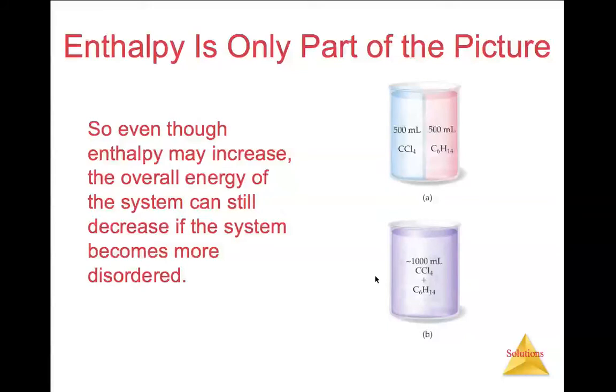Since enthalpy is only part of the picture, even though enthalpy may increase, the overall energy of the system can still decrease if the system becomes more disordered. And we'll actually learn a new equation about this in chapter 19, where we take into account both the enthalpy and the entropy, the randomness or disorder of the system, and be able to determine whether or not a solution or some other process will spontaneously occur.